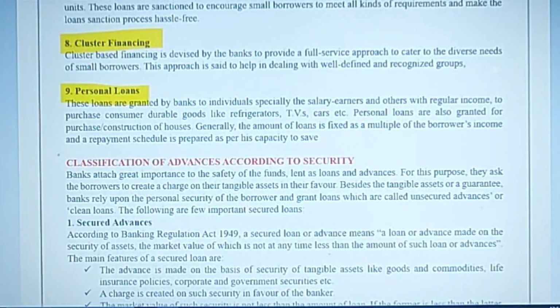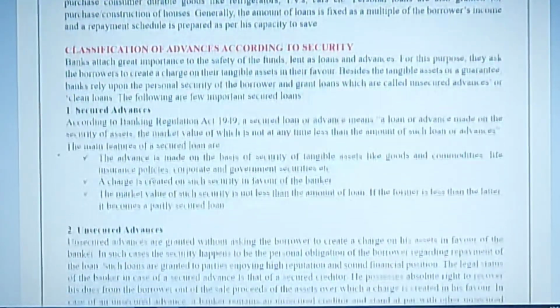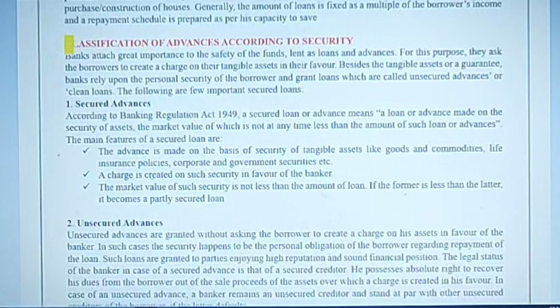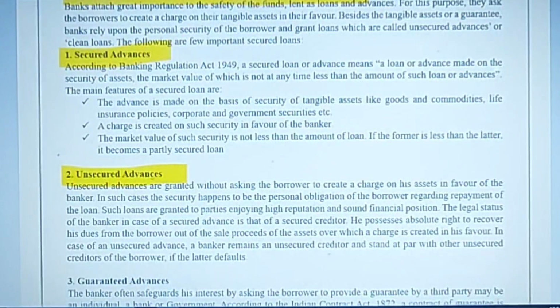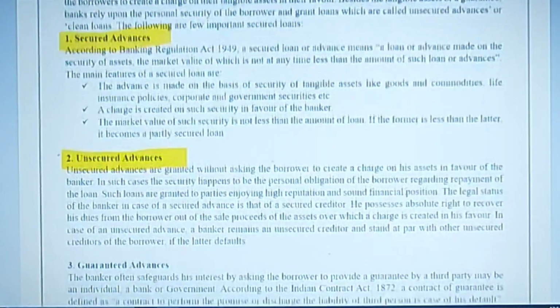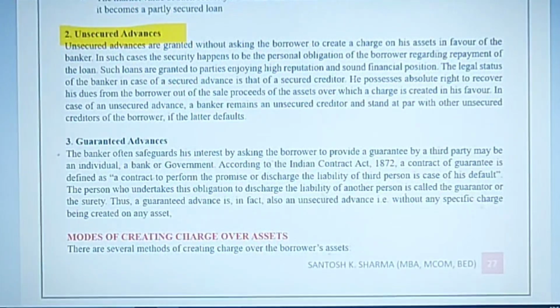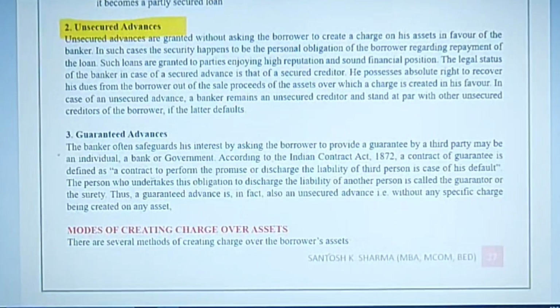Okay. The next topic is classification of advances according to the security, I mean, on the basis of security. One is secured advances, the other is unsecured advances. When the loans are secured, that means you are providing a mortgage, so that is secured. And when we are not providing any mortgage to the bank, it becomes unsecured.